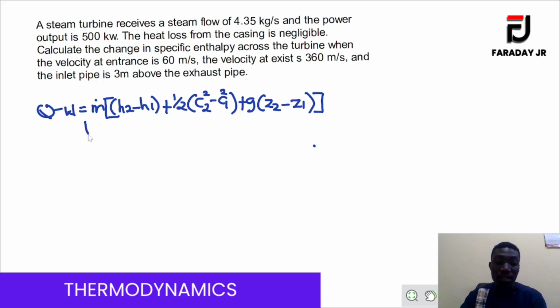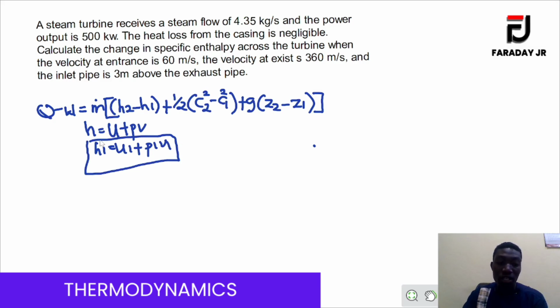And don't forget that enthalpy is equal to U plus PV, and this PV is coming from work as usual. So anytime you have H1, that means we have U1 plus P1 V1. If it is H2, then H2 is equal to U2 plus P2 V2 as well.